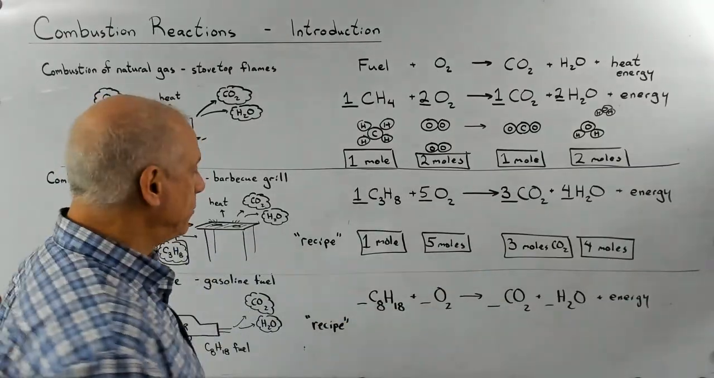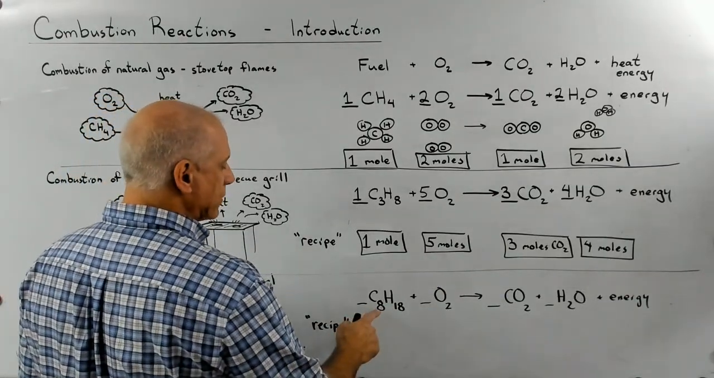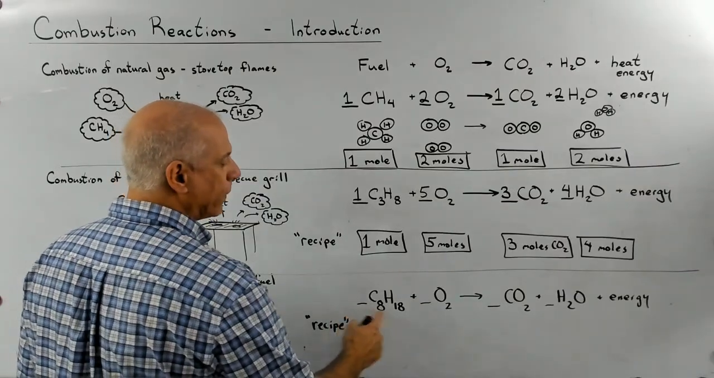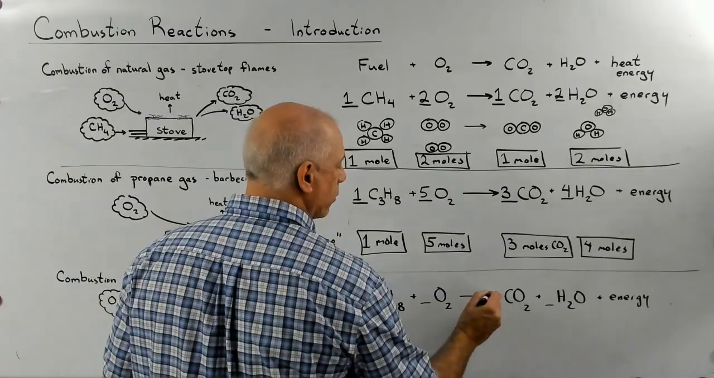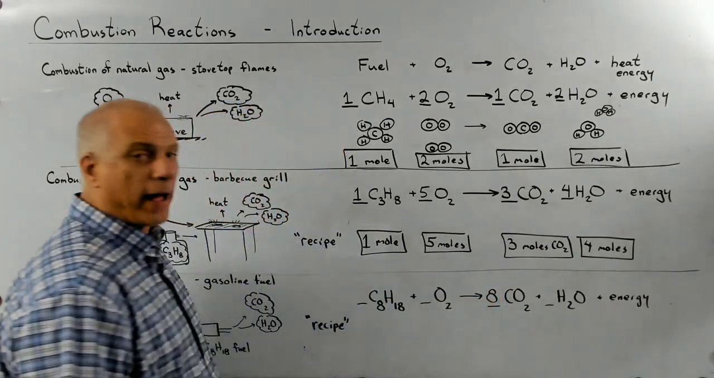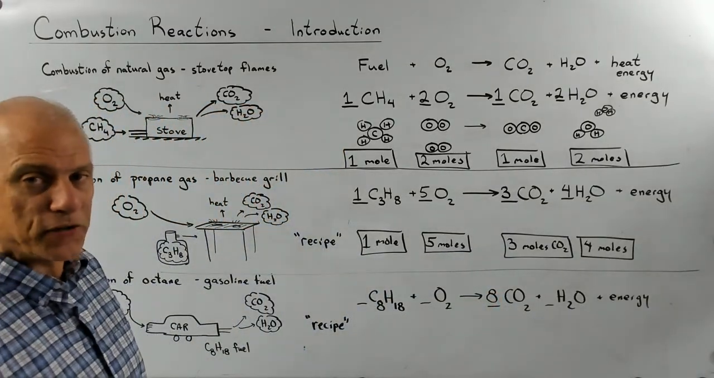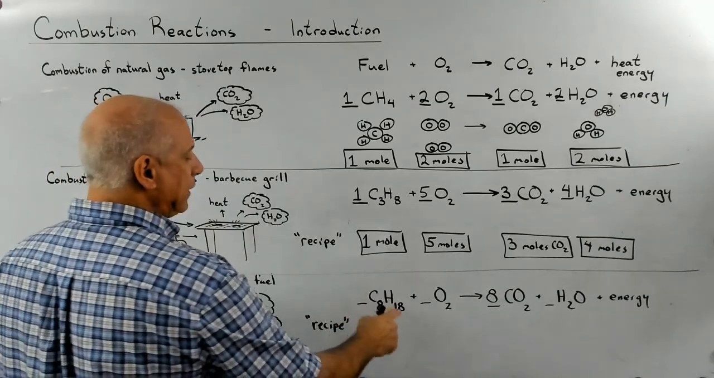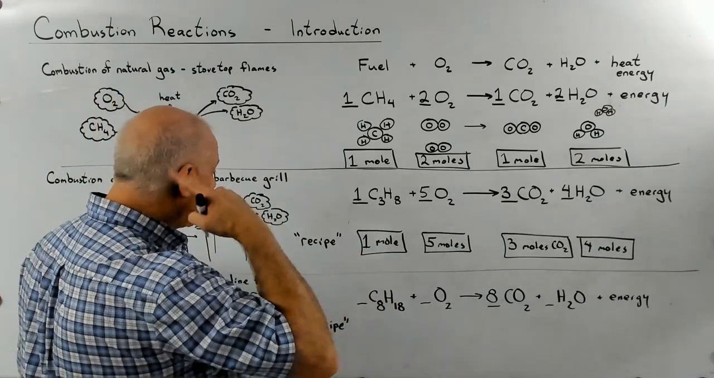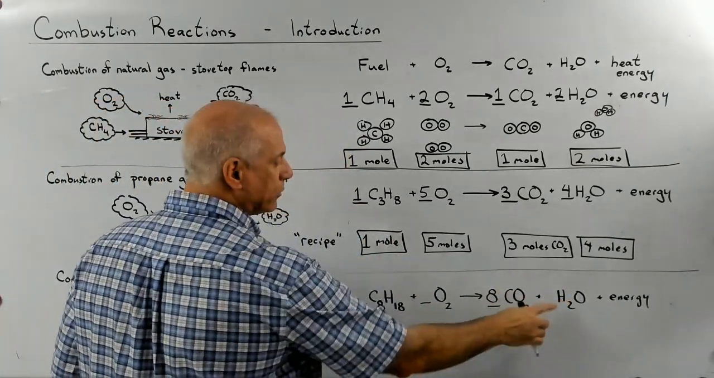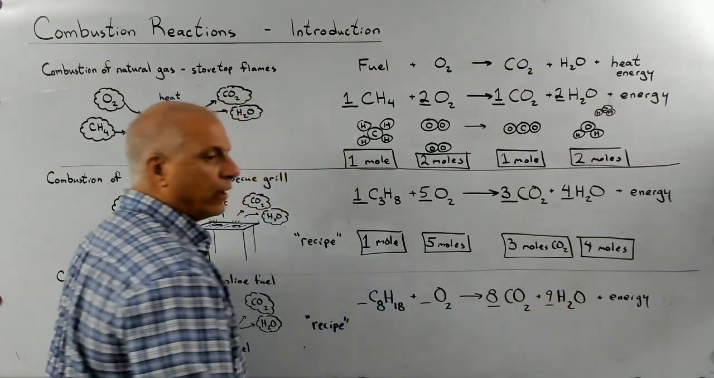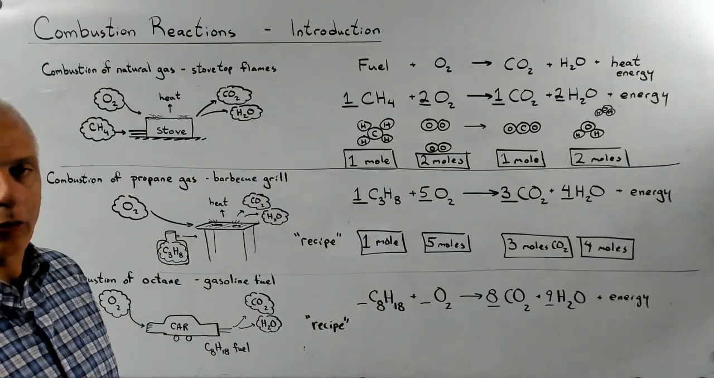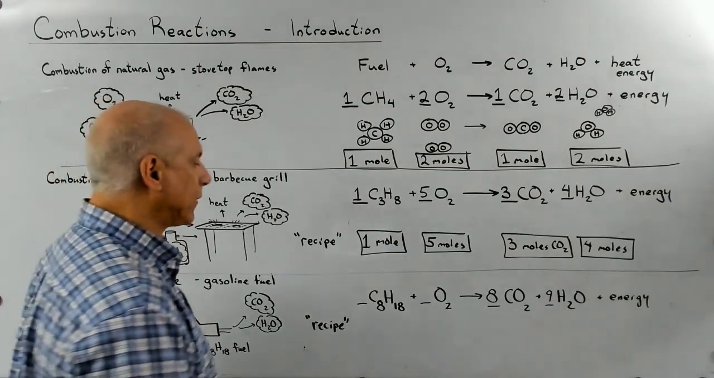My recipe. Let's balance the carbons. I have 8 carbons over here. I only have 1 carbon represented there, so I'm going to put a coefficient of 8. That way the carbons are balanced. I have 8 carbon atoms on both sides. 18 hydrogens here. And I need to have 18 hydrogens, but there's only 2 hydrogens there. I'm going to put a coefficient of 9 in front, and that'll balance the hydrogen atoms.